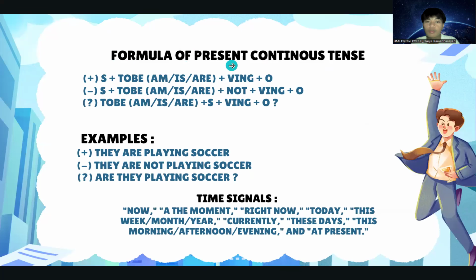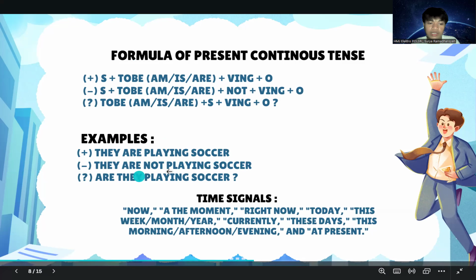So, this is the formula of present continuous tense. The positive form is subject plus to be, am, is, are, plus verb ing plus object. Negative form, subject plus to be, am, is, are, plus not, plus verb ing plus object. And interrogative form is to be, am, is, are, plus subject plus verb ing plus object, and then the question mark. Example, positive form, they are playing soccer. And then the negative form is they are not playing soccer. And then interrogative form is, are they playing soccer?